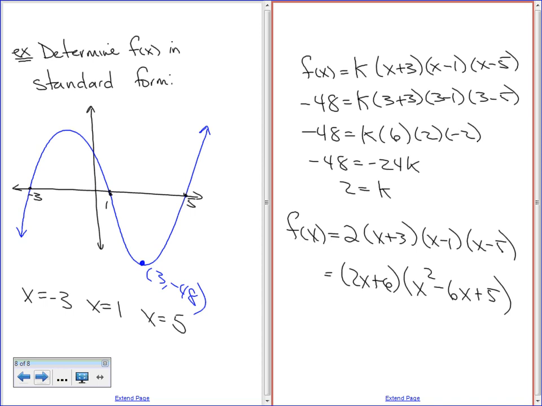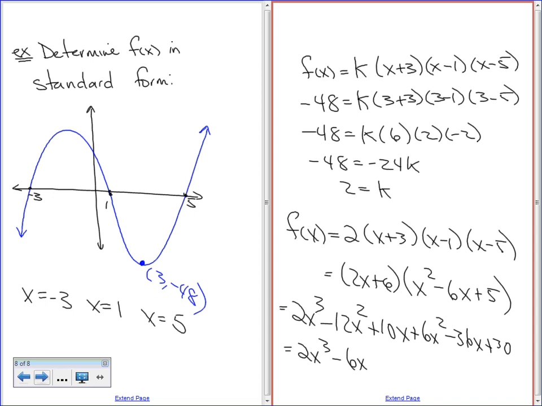Anybody unsure how I got this? I'm just doing this times that times that times that. It's all good? Okay. So then from here, I'm going to multiply the 2x into there. So I get 2x cubed minus 12x squared plus 10x. So that's 2x times everything. Now I'm multiplying the 6 in. 6x squared minus 36x plus 30. Collecting like terms: 2x cubed minus 6x squared minus 26x plus 30.